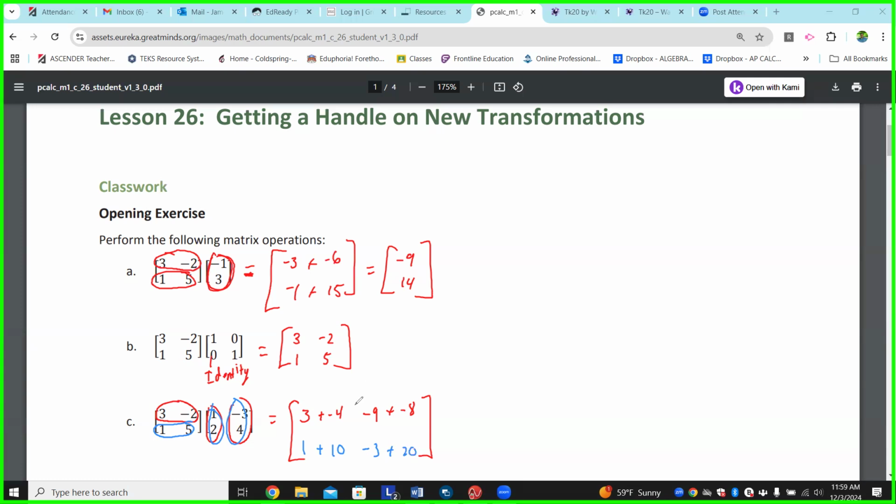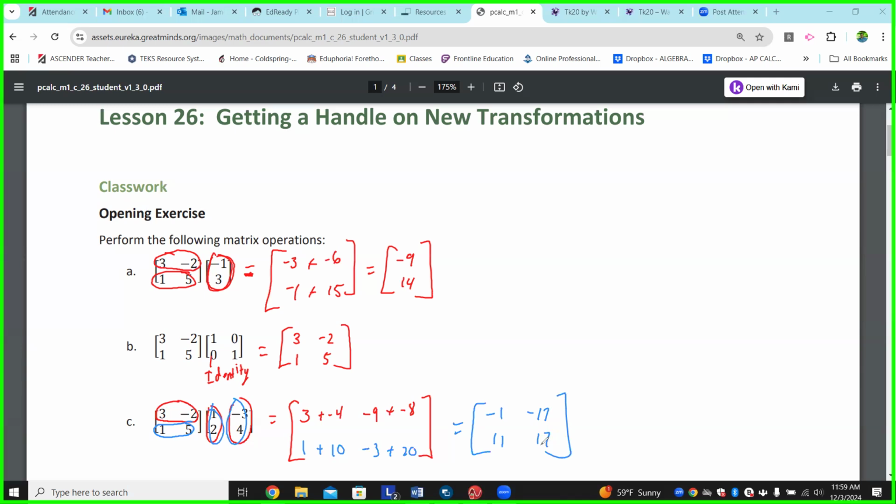Again, if you're adding those in your head, by all means, I'm okay with that. It can be easier to write it like this just so you don't make any mental errors. But either way, it works for me. 3 plus -4, -9 plus -8, 1 plus 10, -3 plus 20. Questions?